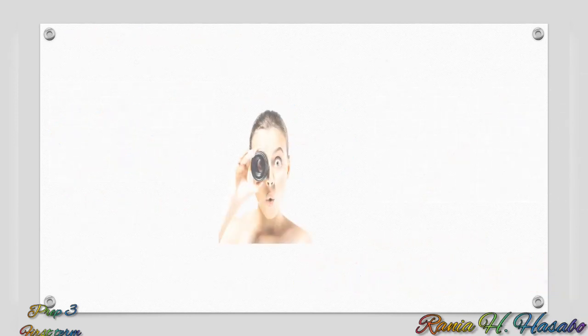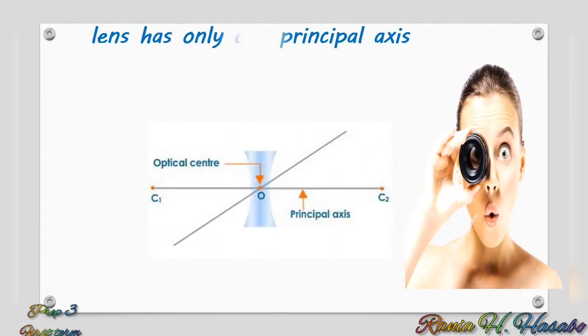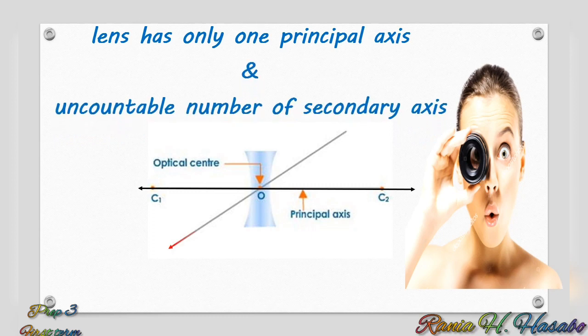So normally, a lens has only one principal axis, as the principal axis is the straight line that passes by the optical center and must pass by the two centers of curvature. And any lens has an uncountable number of secondary axes, as a secondary axis is any straight line that passes by the optical center only, but not by the two centers of curvature.